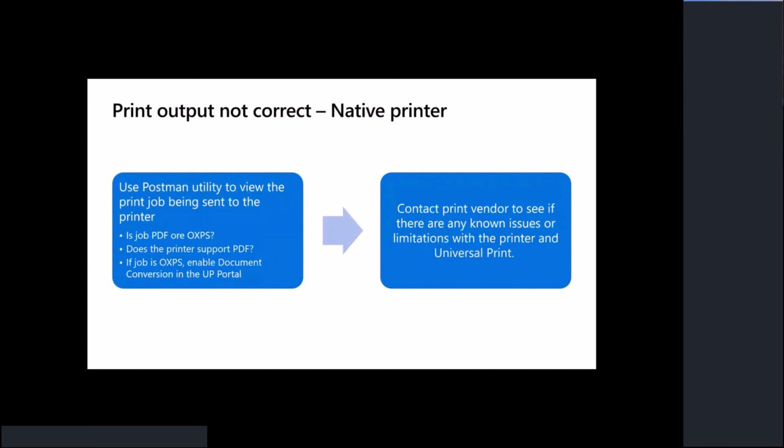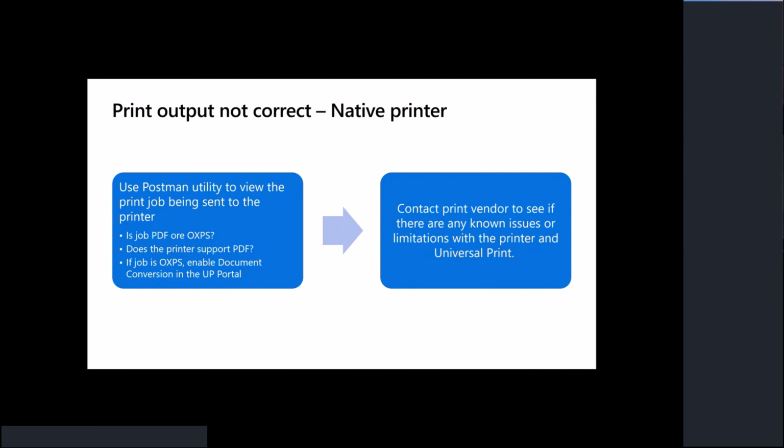Next. So there is a utility called Postman, which can be used to actually look at the print job that's been sent, that the native printer is pulling down or is being sent from Business Central or something like that. Basically, it just gives you a way of looking at the print job that was sent to Universal Print.